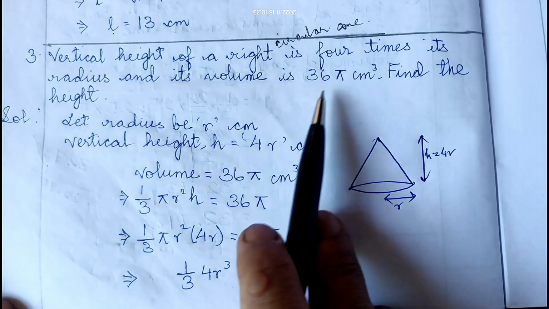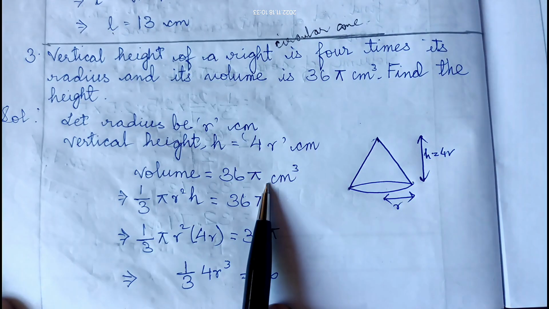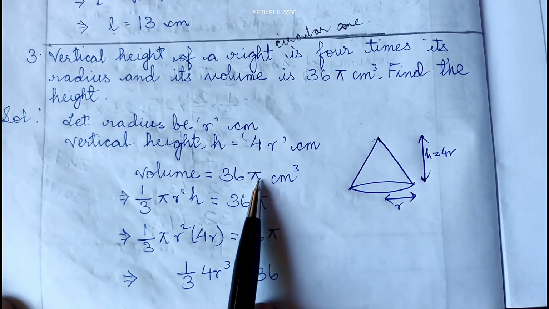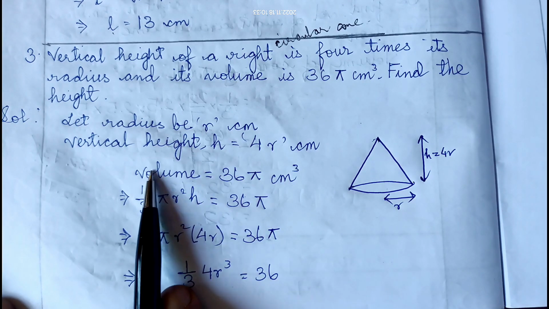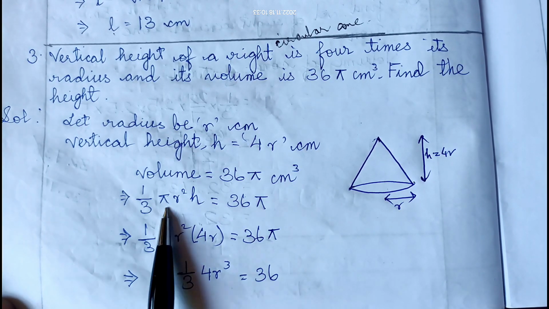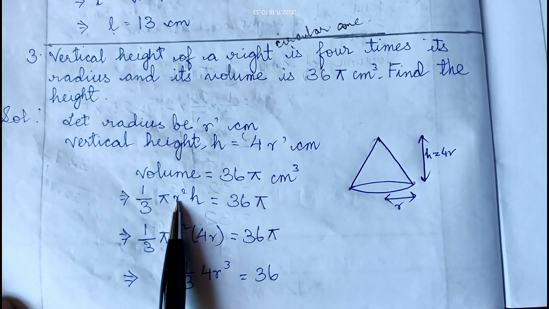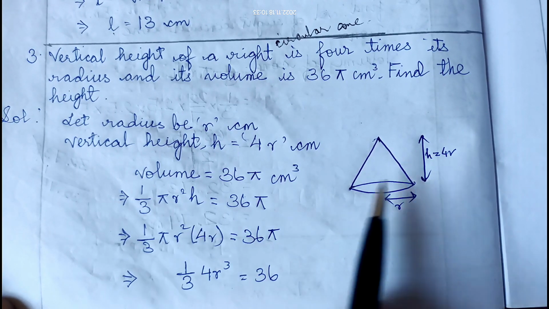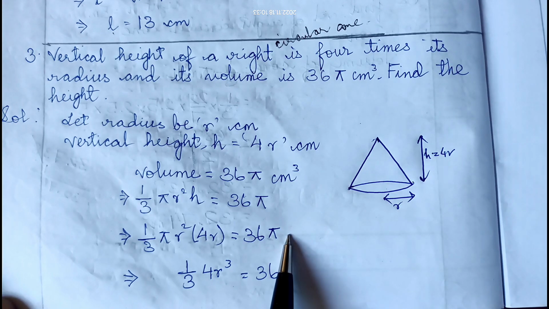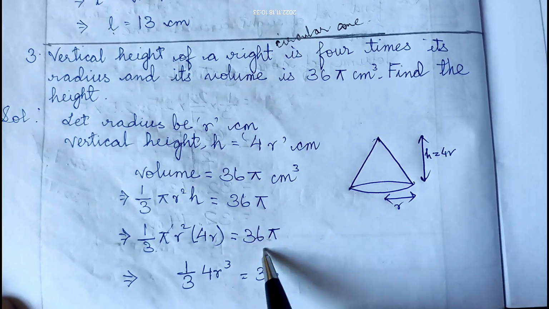Now in the question it is given volume of the cone is 36 pi. So volume of the cone is 36 pi centimeter cube. Formula of volume is 1 by 3 pi r square h is 36 pi. So 1 by 3 pi r square, instead of height, we can write 4r, equal to 36 pi. This pi can be cancelled from both sides.